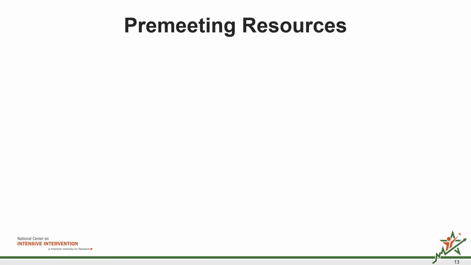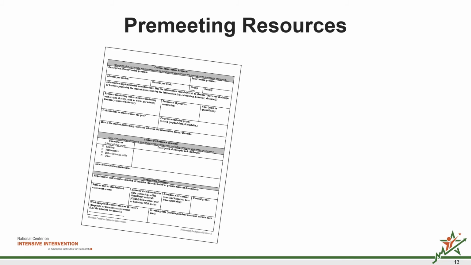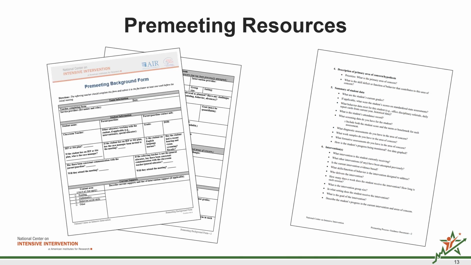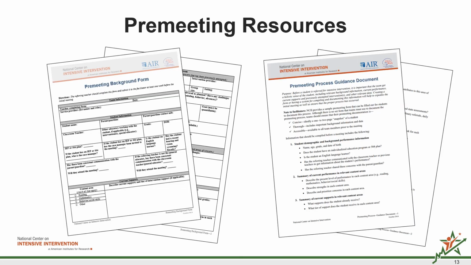Resource number 5. Have you been to a data meeting where there is no student data or the data is not clearly defined? For number 5, we have the 2 pre-meeting documents, the pre-meeting background form and the process guidance document, that can help teams to ensure that team members come prepared for the initial meeting with a holistic sense of the student. The guidance document is intended to support the meeting facilitator, while the background form can be used by the teacher to gather relevant background information, current performance information, current supports, prior intervention efforts, and other relevant data.